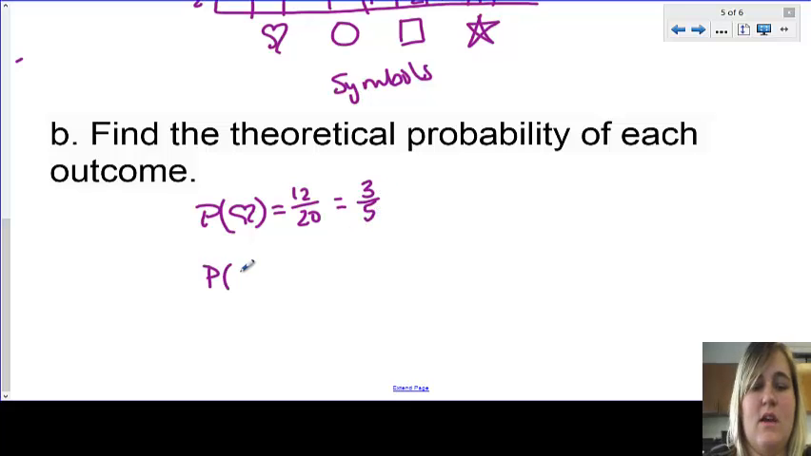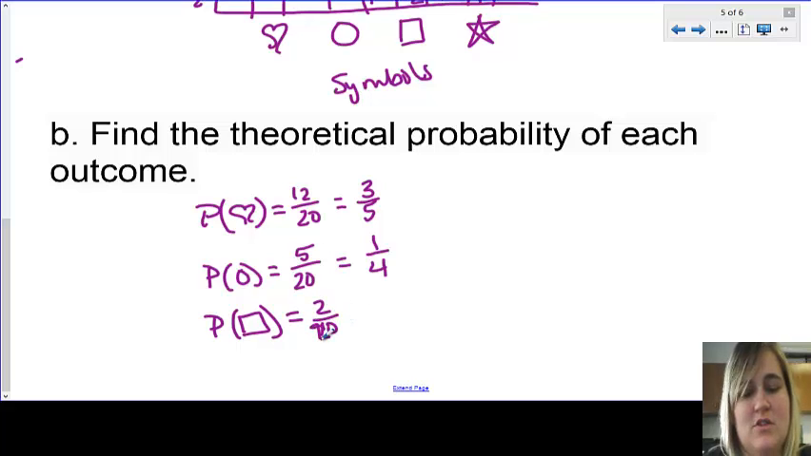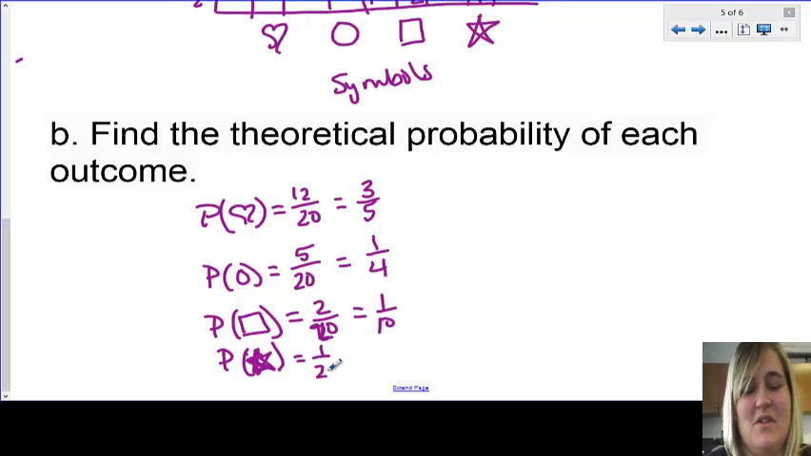The probability of getting a circle was 5 out of 20, which is 1/4. The probability of getting a square was 2 out of 20, which reduces to 1/10. And finally, the probability of getting a star, 1 out of 20, which doesn't reduce. So that's my final answer.